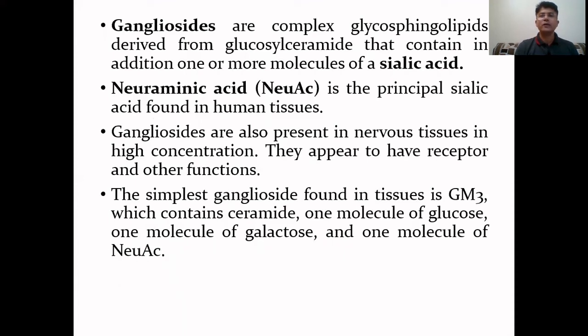Gangliosides are complex glycosphingolipids which are derived from glucosyl ceramide and contain, in addition, one or more molecules of a sialic acid. Neuraminic acid is the principal sialic acid found in human tissues. Gangliosides are also present in nervous tissues in high concentration. They appear to have receptor functions.